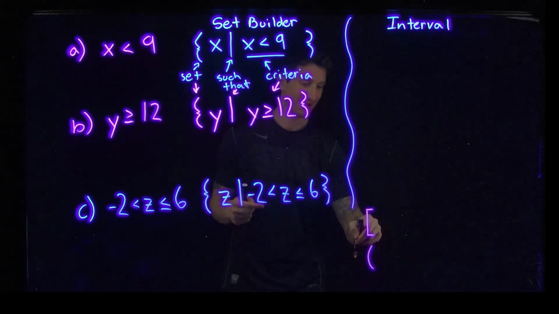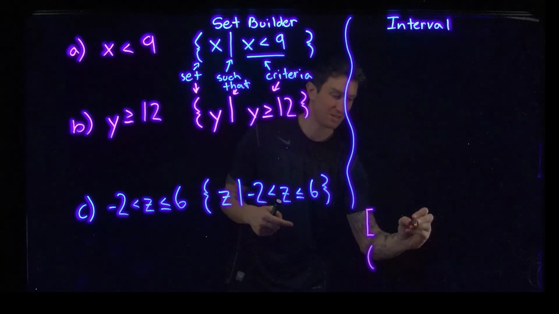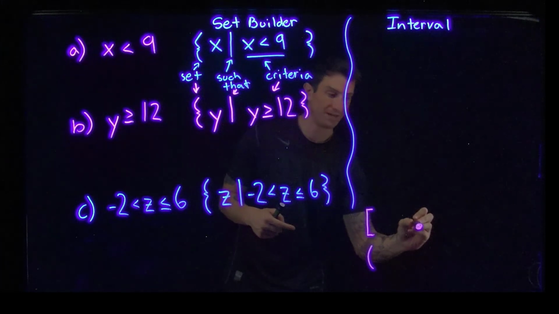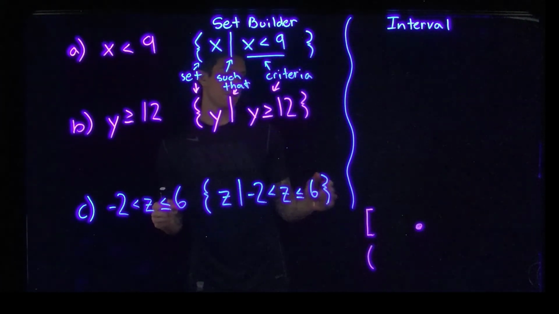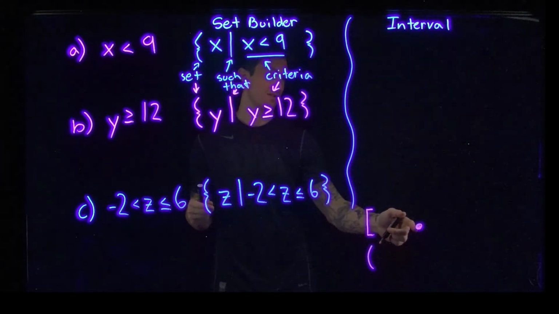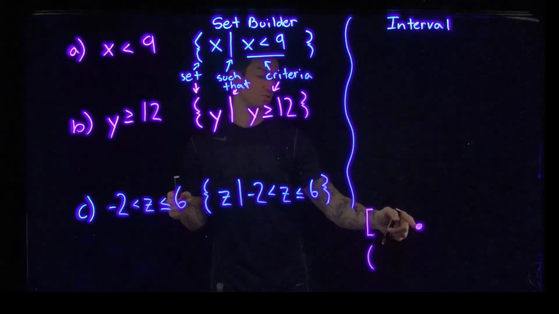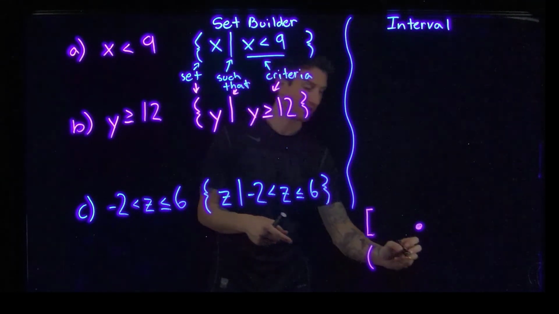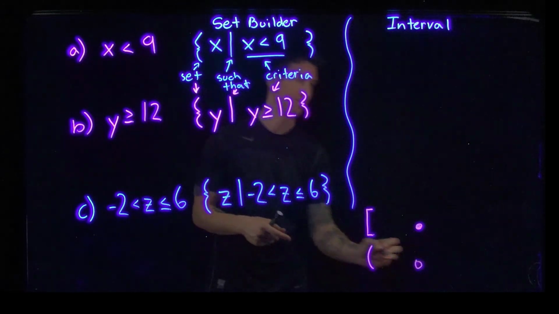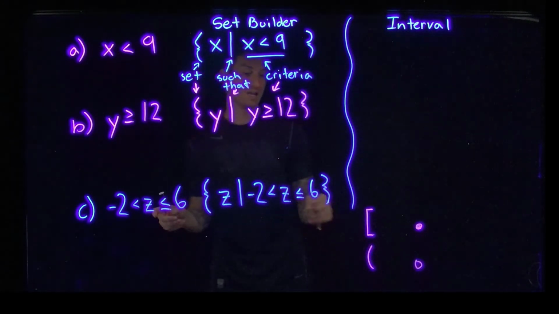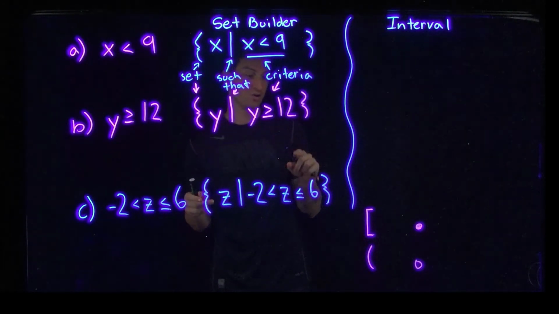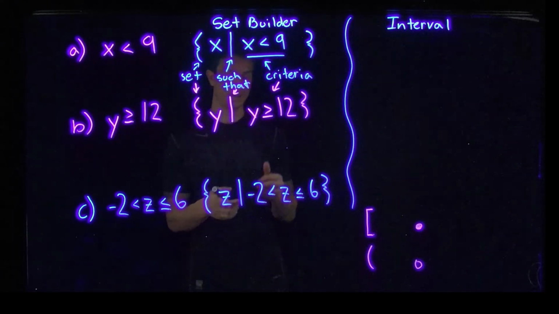Meaning this bracket is going to do the same thing as denoting a closed circle. If we have an equal to sign, we're going to use a bracket, the same as when we were doing our number lines, where we used a closed circle. And the parenthesis means open circle. So if it's just greater than or less than with no equals or no bar underneath, we're going to use the parenthesis.